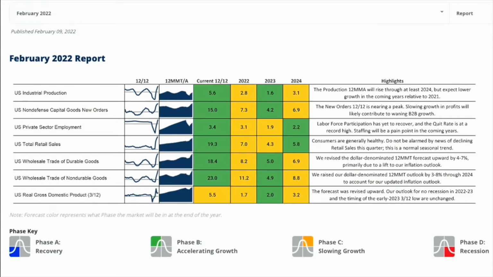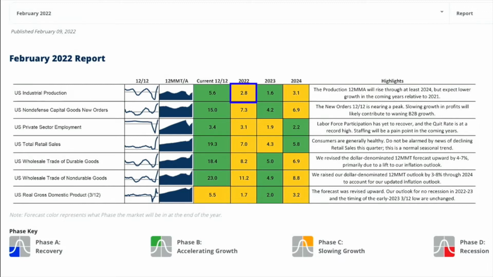But going forward, we have our outlook for 2022, 2023, and 2024. One of the questions is, okay, we've got 2.8%. That's the year-over-year growth rate for 2022. So just in plain English, what that means is we are forecasting U.S. industrial production to be up 2.8% in 2022 relative to 2021. So it is the year-end 12/12 rate of change for U.S. industrial production. We're forecasting 2.8%.